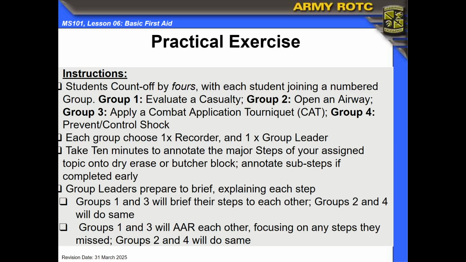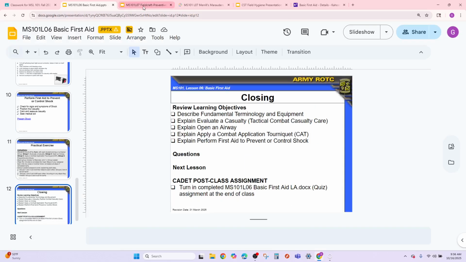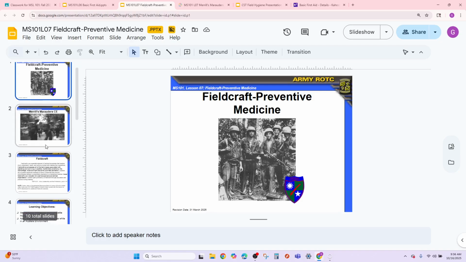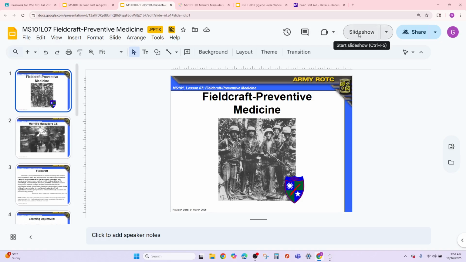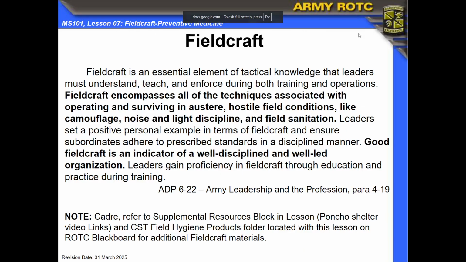All right, so we're going to skip this because we're going to be doing it at the FTX. And then we're going to go into the next two slides. Any questions about the basics of this? No? Okay. Into Fieldcraft. And there's going to be a video after this. All right, can someone read this one? Okay.